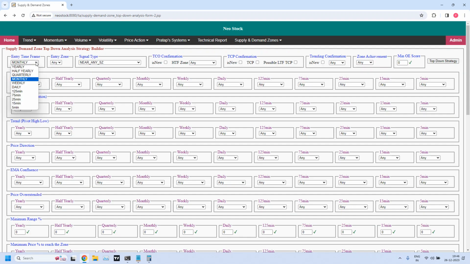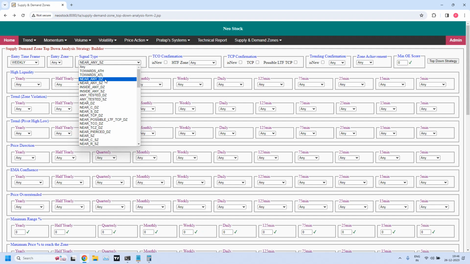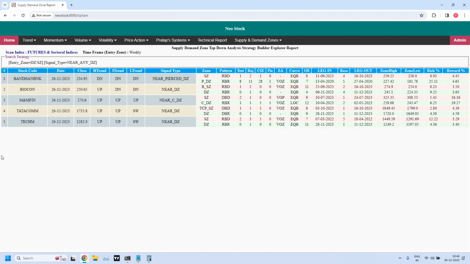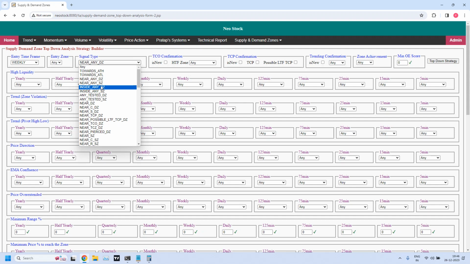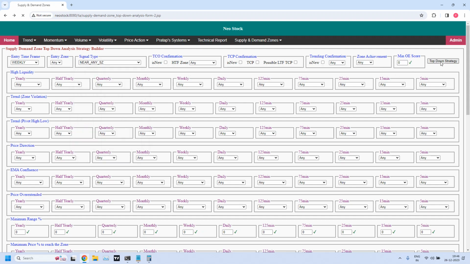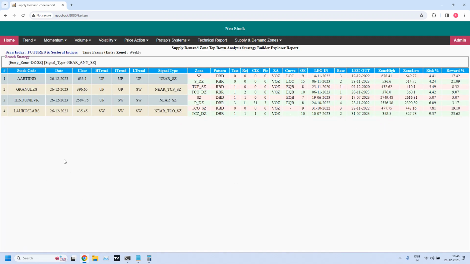Let's go back for weekly time frame. Stocks near weekly demand zone. These 5 stocks are filtered. Let's go back. Weekly time frame. Stocks near weekly supply zone. These 4 stocks are filtered.